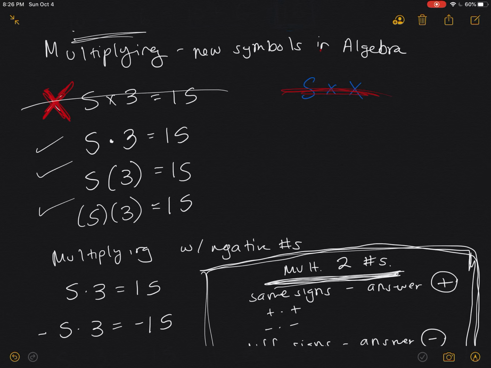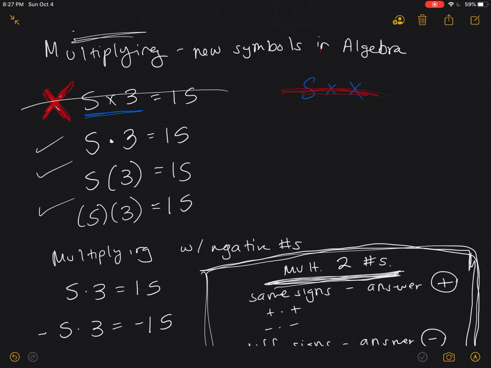All right, so now we're going to move on to multiplying. In algebra, multiplying, you use new symbols. You're probably used to doing 5 times 3, where x is the times, right? Or any kind of multiplication, you use that x.